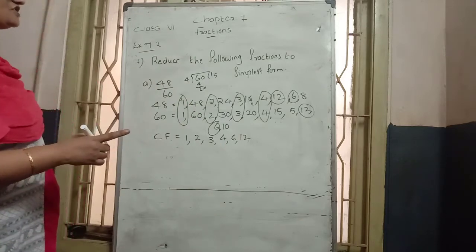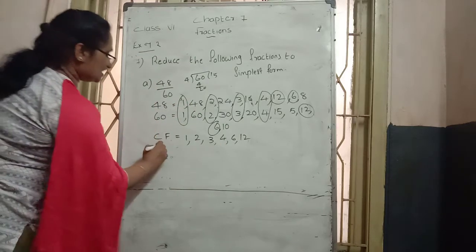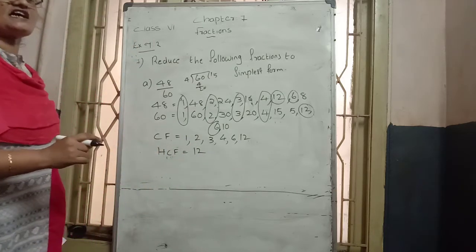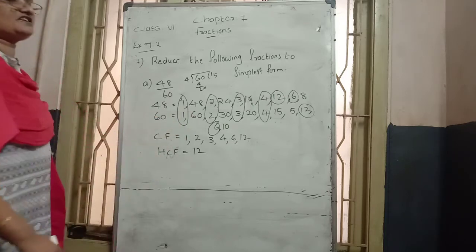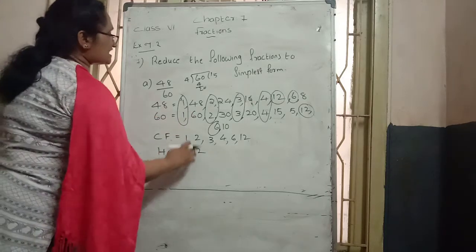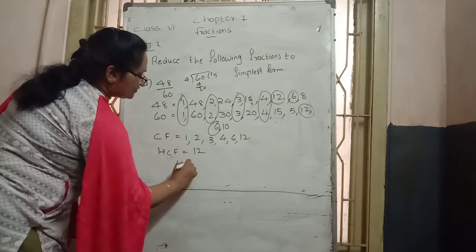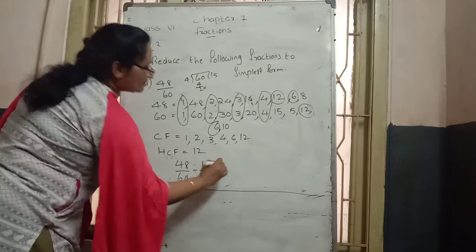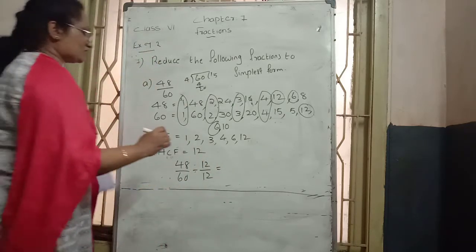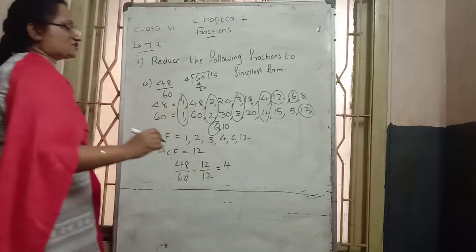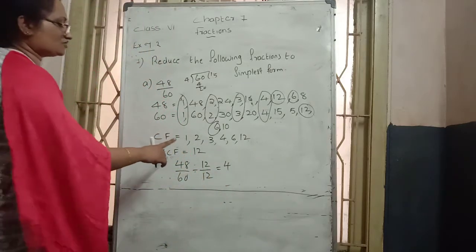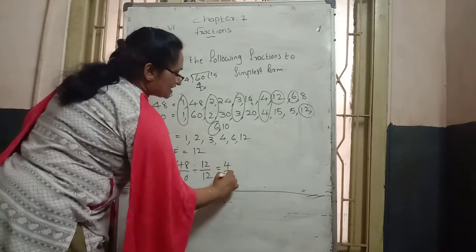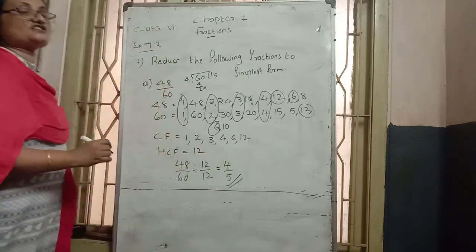Among these common factors, which is the highest common factor? 12 is the HCF. The full form is the highest common factor. Using that highest common factor, we divide our fraction. That means numerator and denominator are divided by the HCF 12. 12 times 4 is 48, so we cancel 4 times. 12 times 5 is 60, so 5 times. Again, is it possible to cancel? Not possible.